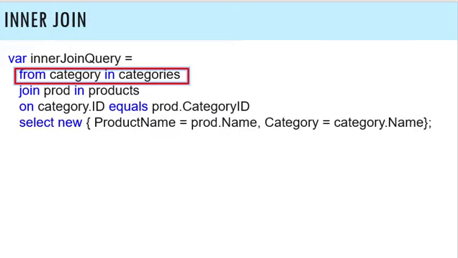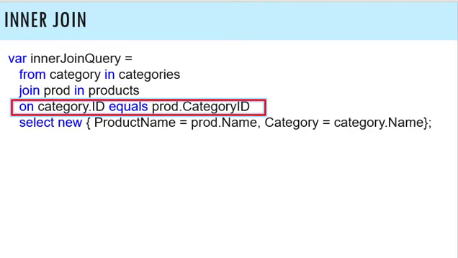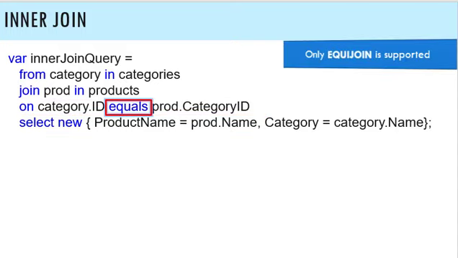The name of the first sequence is mentioned in the from clause, and the name of the second sequence is mentioned in the join clause. And then after the join clause, the on clause is mentioned. The on clause mentions the names of the fields from both the sequences, which are compared using the equals keyword. The on clause specifies the relationship between the two sequences.